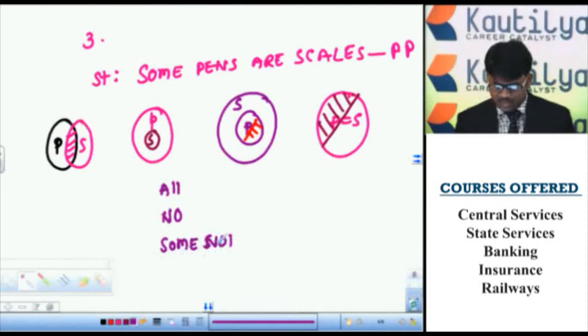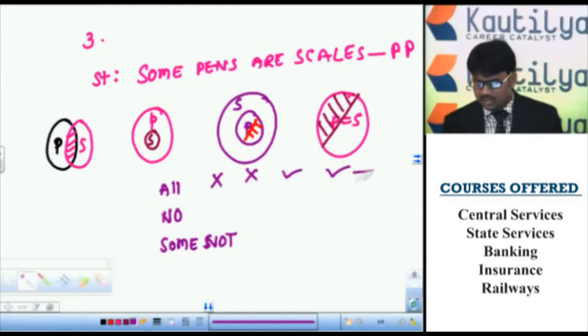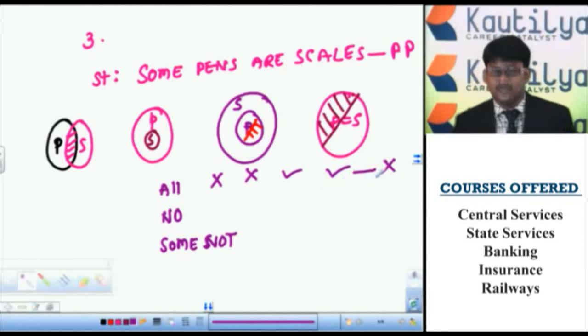First, in each diagram, if it is exactly represented for the given statement, that is the true one, otherwise it is the wrong one. In the first one, some of the pens are scales. In the first diagram it does not exist, the second diagram also does not exist, in the third diagram it exists, and in the fourth diagram it also exists. Overall, it is not existent for the given statement.